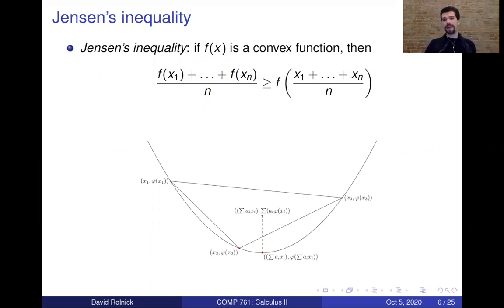When does equality arise? This is a really good question. Whenever you have an inequality, you should ask when equality arises. Equality arises if and only if f is linear on the interval in question. So the second derivative is exactly equal to zero, and we'll see why that's the case in a moment.